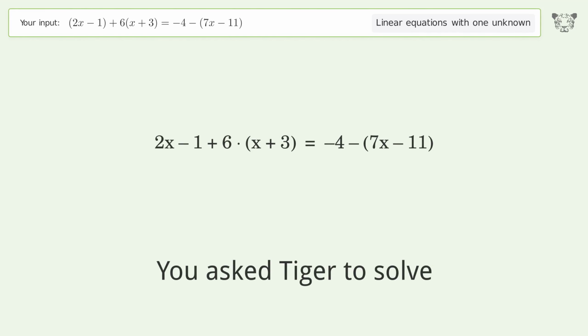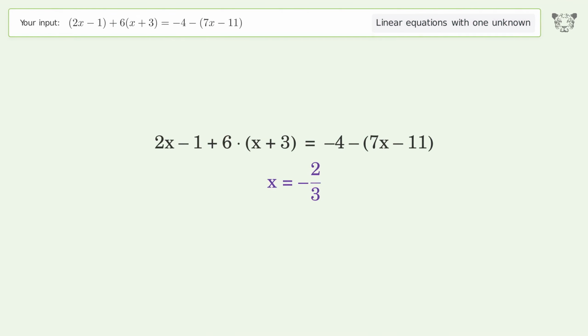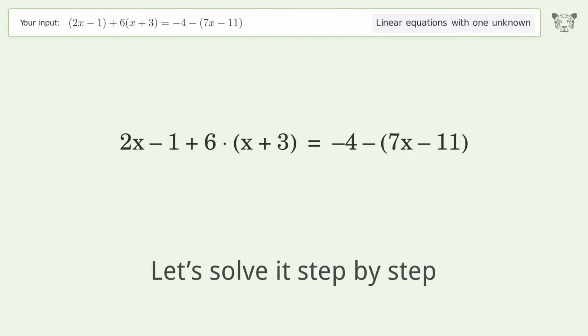You ask Tiger to solve this. It deals with linear equations with one unknown. The final result is x equals -2/3. Let's solve it step by step.